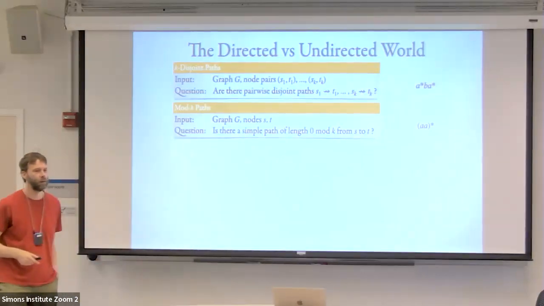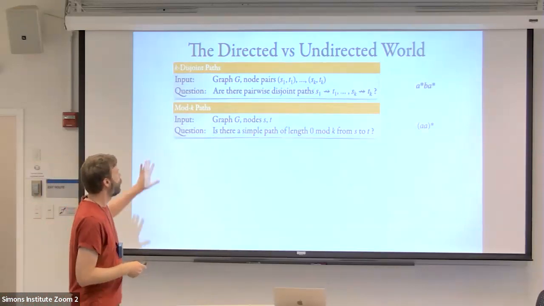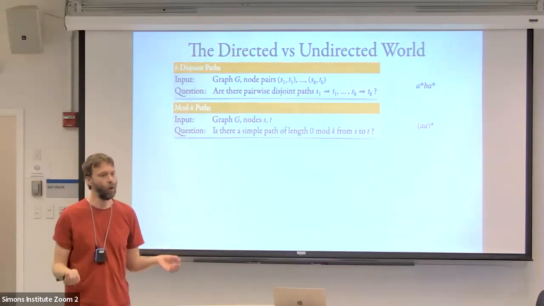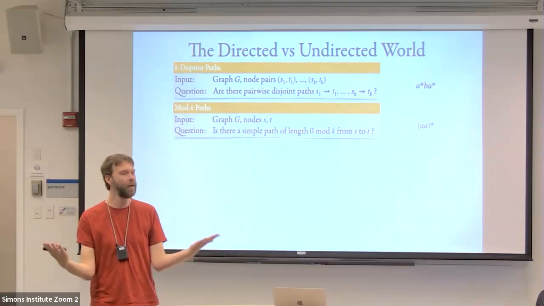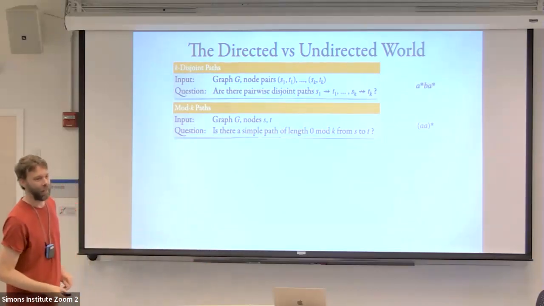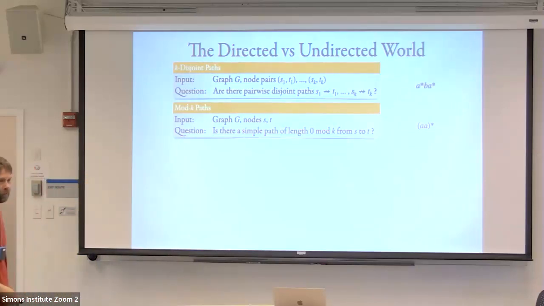Yes. So disjoint means not sharing nodes or not sharing edges. For the purpose of this talk, let's say not sharing nodes. If you want to understand the whole picture for trails and simple paths, then you consider two versions of the problem. One is not sharing nodes, the other one is not sharing edges. But for the purpose of this talk, let's talk about node disjoint at the moment. Good question, thanks.